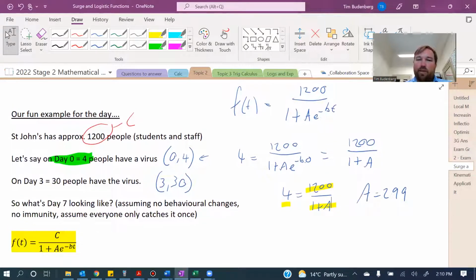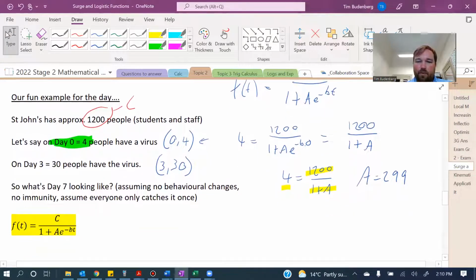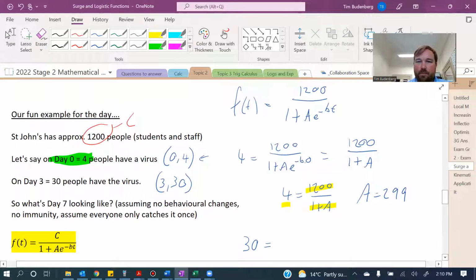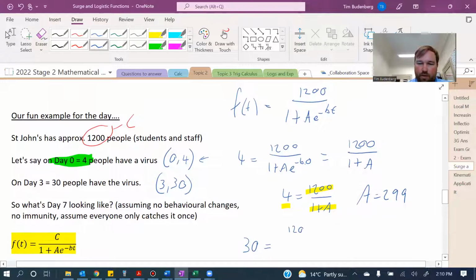All right, so let's use the other piece of information. We're trying to use the 330 piece, and now we're hunting for b. What that is saying is that the number of people with the virus is 30 when day is number 3. So 1200 over 1 plus 299 e to the minus b times 3.